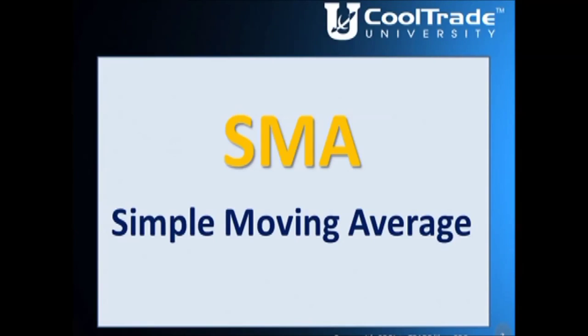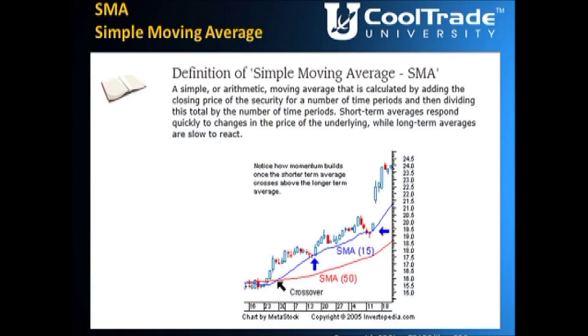So let's go through, and the first one we're going to talk about is SMA, or simple moving average. A lot of things are based on this, so we're going to start here. Let's start by looking at the definition. A simple or arithmetic moving average is calculated by adding the closing price of the security for a number of time periods and then dividing this total by the number of time periods. Short-term averages respond quickly to changes in the price of the underlying, while long-term averages are slow to react.